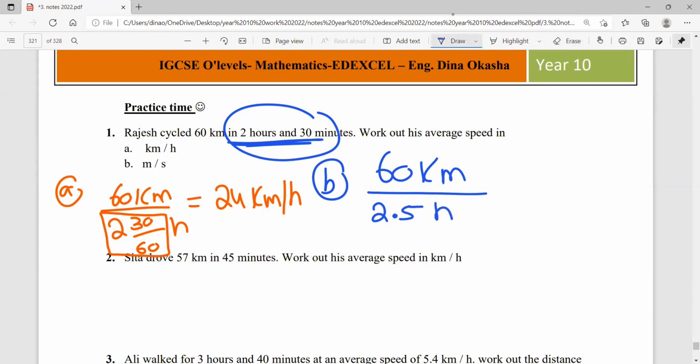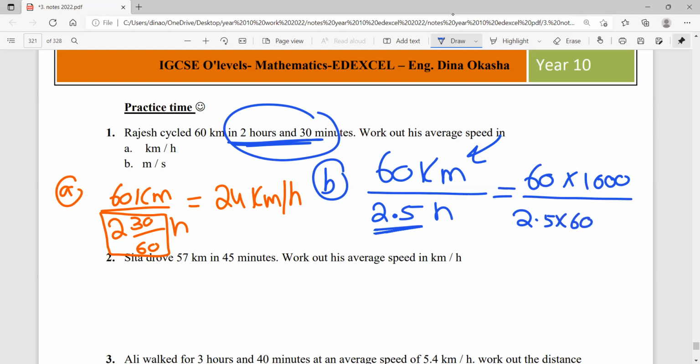يعني 2.5 hours. هو بقى قال لي change this to قولوا معايا meter per second. هنعمل ايه بقى؟ هغير فوق لمترز. طبعا how do I change kilometer to meter times 1000. And then how do I change this to seconds? 2.5 times 60 بقت minutes times 60 again بقت seconds.